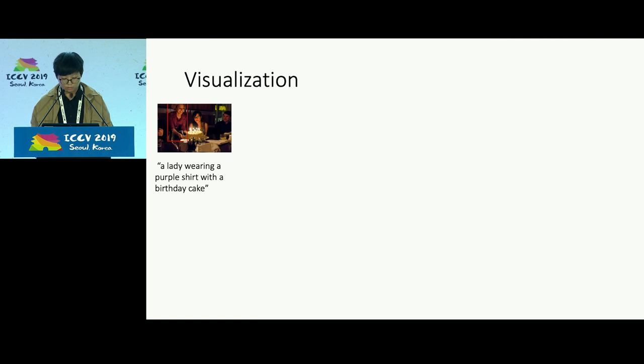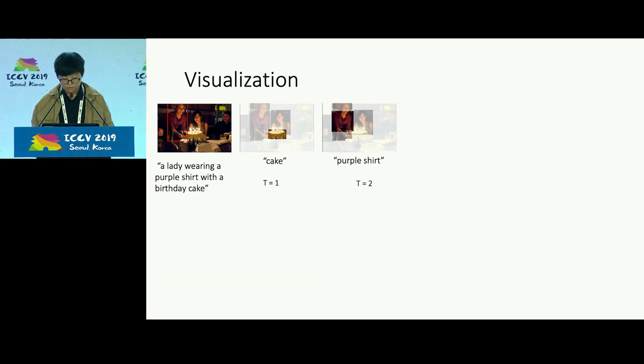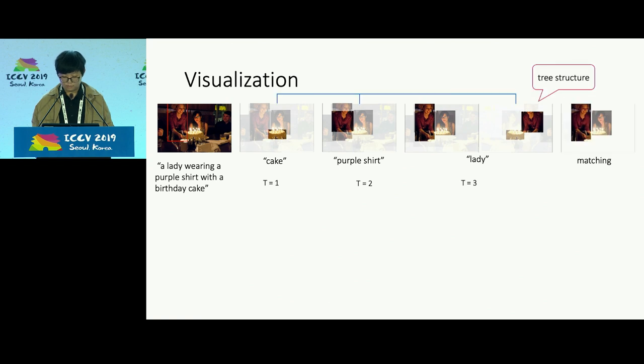For this example, during the first two time steps, the model pays more attention to the cake and the pink shirt respectively. At the third step, it focuses on the compound object, a lady. By involving the two identified objects before, it parses the expression into a tree structure and locates the referent, a lady, who is wearing the pink shirt and meanwhile is with a birthday cake.